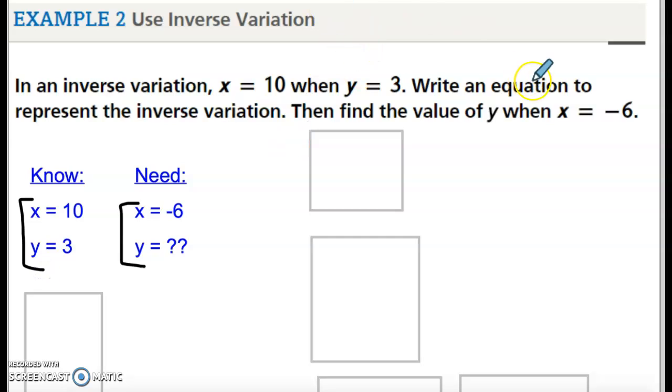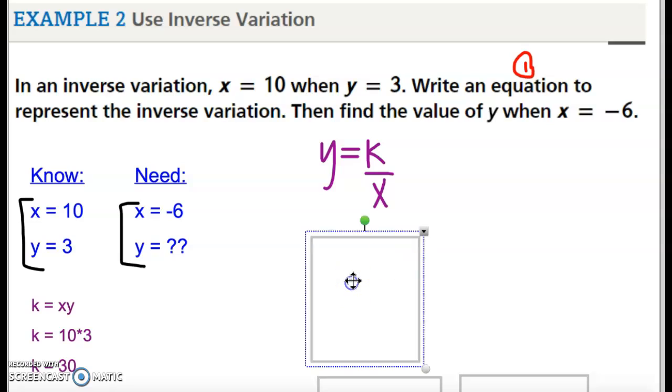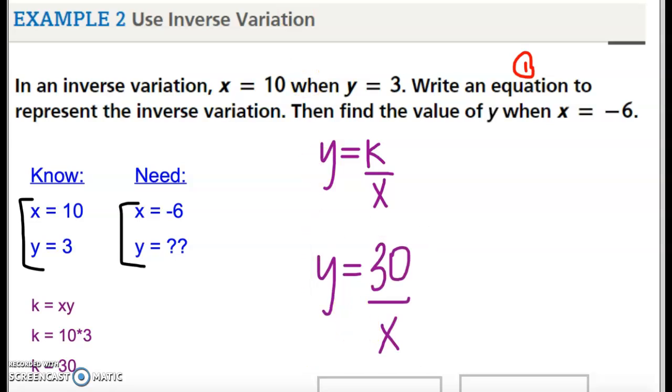So the first thing we have to do is write an equation. The equation, remember the formula, comes from y equals k over x. As soon as we see inverse variation, this is the formula we use. The most important part of this formula is k, right? I need to find k first by doing x times y, using what I know in my know list. k equals x times y. So k equals 10 times 3. 10 times 3 is 30. My equation is y equals 30 over x. And that's it, guys. That's the first part of the question. Write the equation that represents the inverse variation. Easiest equation we've ever written, right?